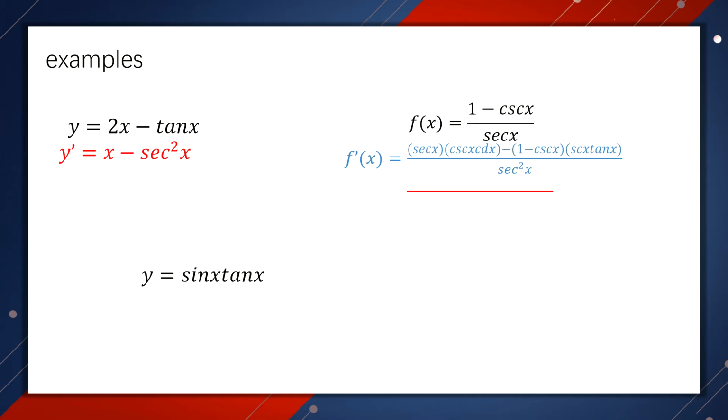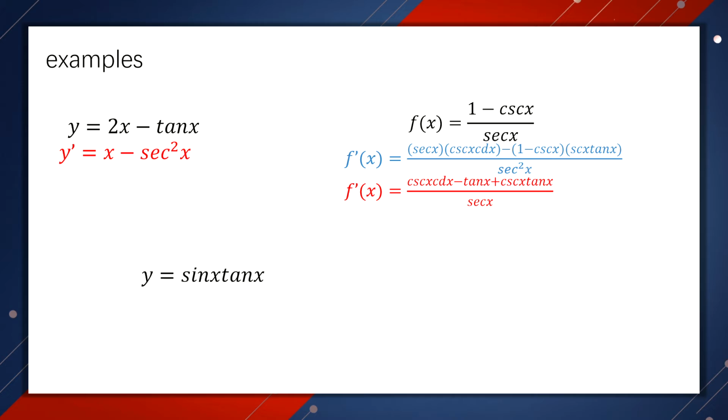Here, the secant x we need to apply to that formula, and the process is about the secant x times cosecant x times dx minus 1 minus cosecant x times secant x times tangent x over secant square x. The last step is about the simplify, and this is the final answer.